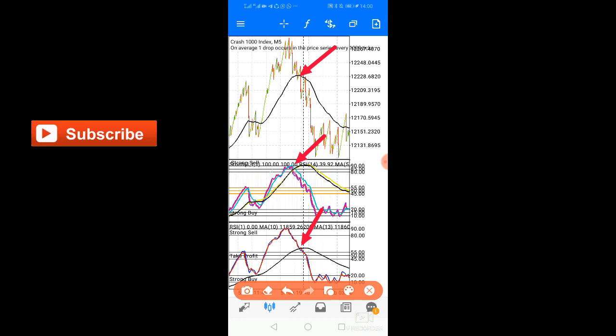This works on Boom 1000, Crash 1000, Boom 500, Crash 500, you name it. You can use this strategy for all those, guys. One thing you should note is that this strategy is on the M5 time frame. You use it on your M5 time frame, hence we can hold this for an extended period of time.